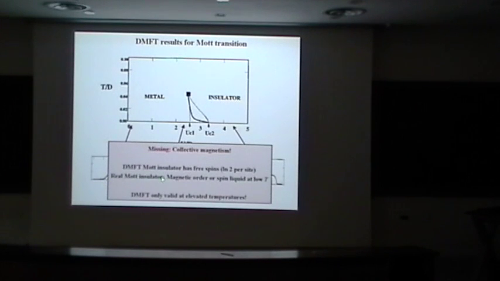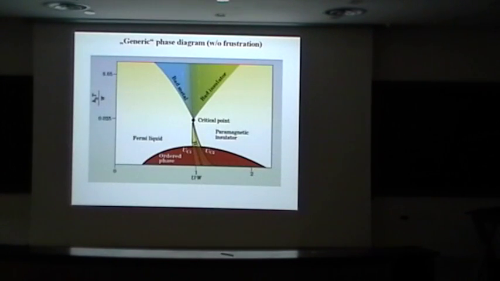And a real Mott insulator will resolve this problem by either realizing magnetic order or the spin liquid, which I already advertised. So in magnetic order, these spins would be simply polarized, and in the spin liquid, they would screen themselves by non-local correlation effects. So all this is not included in this description. And so the conclusion is that in some sense this picture can only be valid at elevated temperatures. And so from this consideration you would conclude that the generic phase diagram looks somewhat like this.